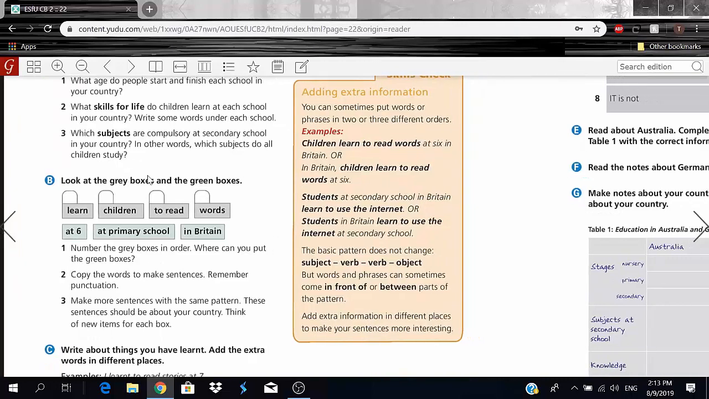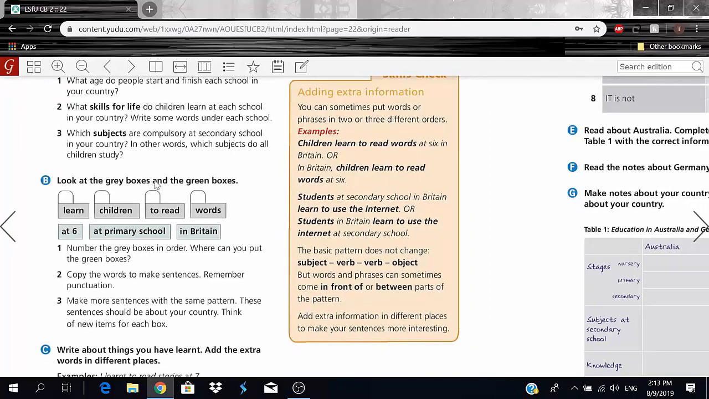So let's actually hop to the exercise here, exercise B. Look at the gray boxes and the green boxes. So we have learn, children, to read, and finally words. Okay. And then we have at 6, at primary school, in Britain. Okay, so let's number the gray boxes first before we hop onto the green ones. And then after that, let's add the green boxes, okay? So we can say children, number 1, learn to read words, okay? Basic gray boxes, simple stuff. Children learn to read words. Now let's try adding the green boxes. Children learn to read at 6 in Britain, or at primary school in Britain.